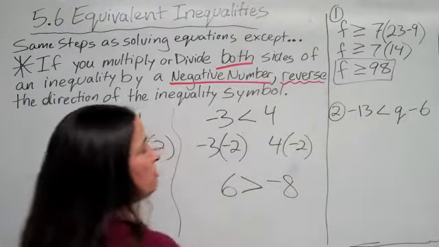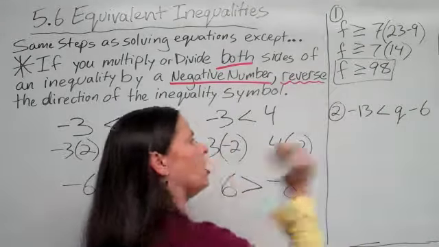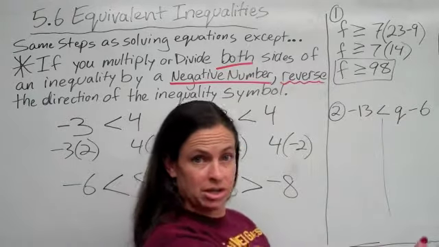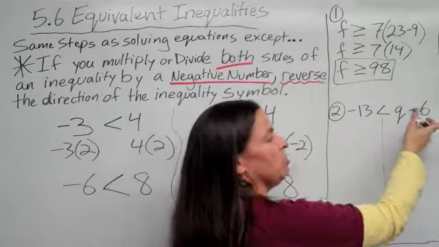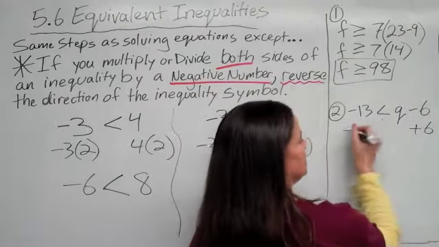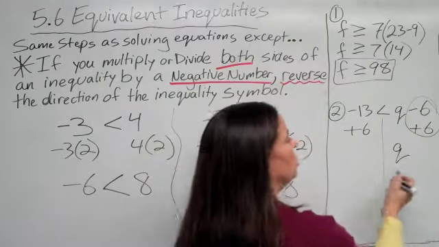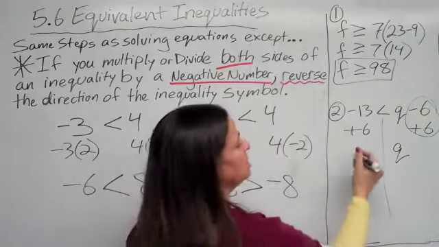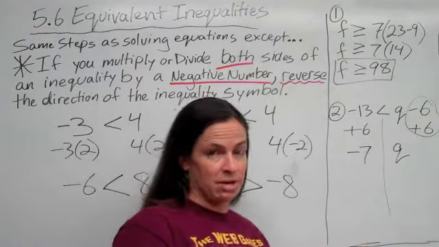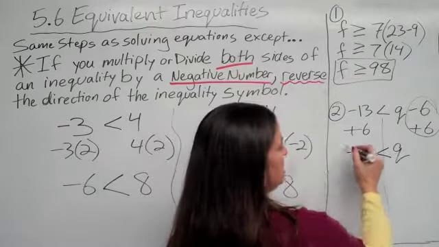This problem we're actually going to solve like we would solve an equation. So I want to get the q by itself. So I like to build a fence and say the q is on the right side, so what do I need to do to get it by itself? Well, you have a -6 attached to it, so let's get rid of that term by adding 6, and that will create a 0, so I will be left with q, and -13 plus 6 is -7. Now, did I multiply or divide both sides by a negative? No. So I have -7 is less than q.